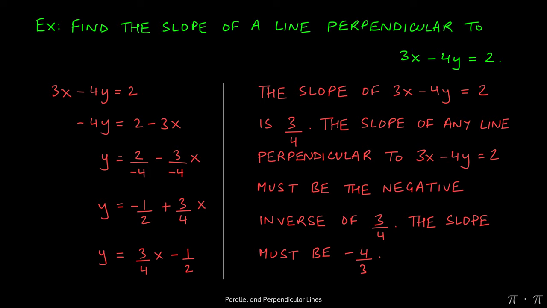We find this by simply flipping the number that we're given, so 3 over 4 becomes 4 over 3, and we flip the sign. So if it's a positive, the slope of a perpendicular line will be a negative slope. Had this been a negative to begin with, the slope of this line would have been positive.